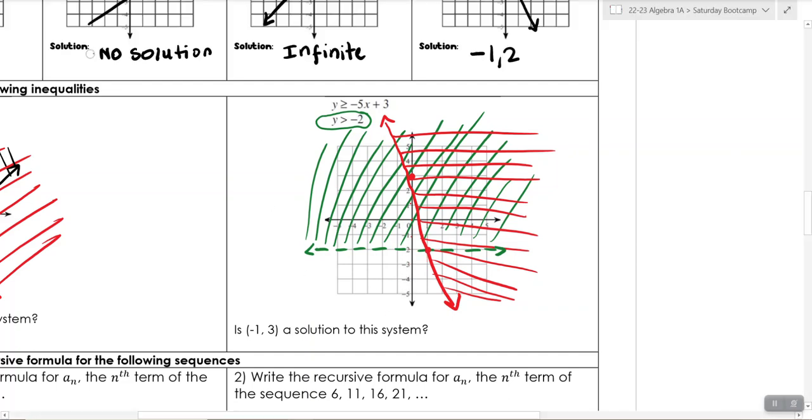Let me get a different color pen. And it says, is (-1, 3) a solution? Then I would have to say no, because (-1, 3) falls in the region where you have solutions for only the green line. So it's not a solution to the system. That means to both lines. Only the points that lie here are going to be solutions. The points that lie here. Okie dokie? Sound good? Sounds good.